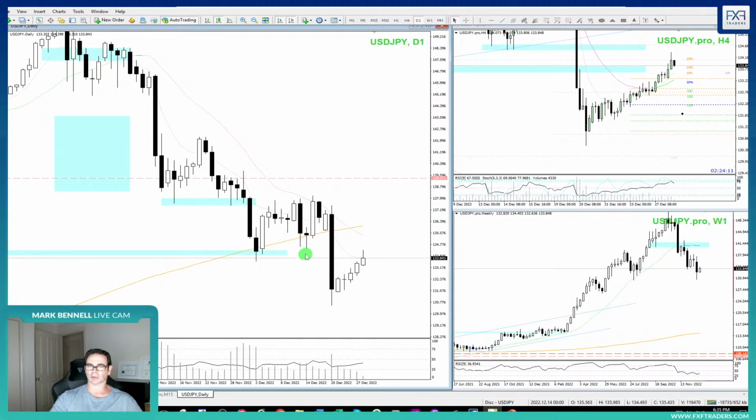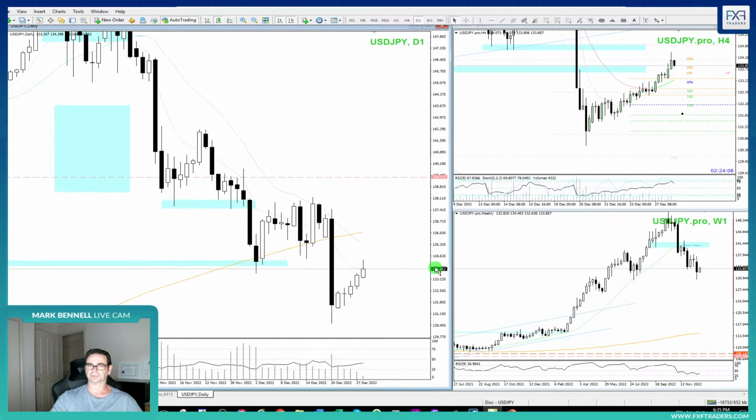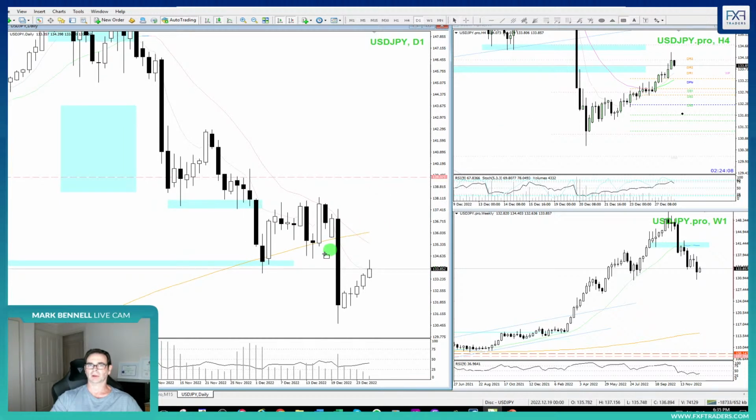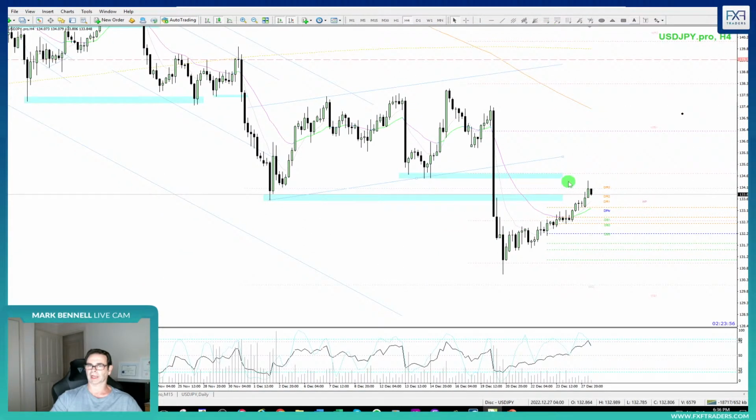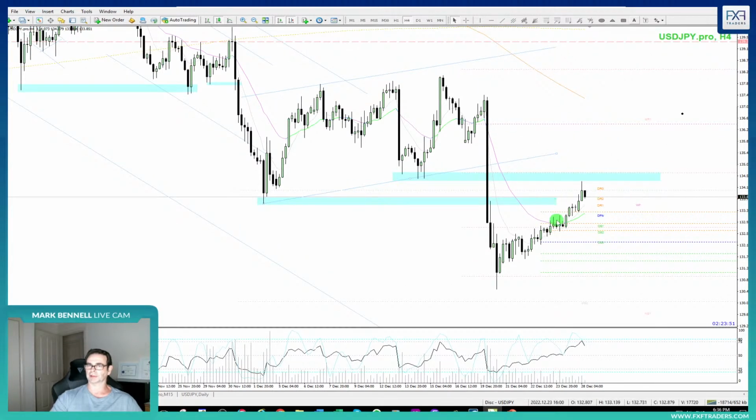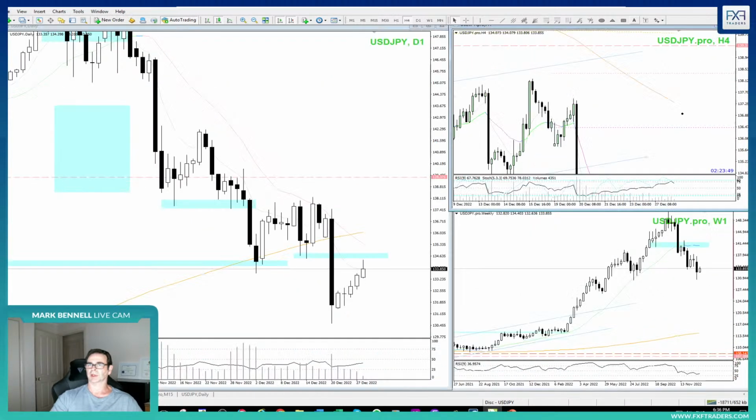Dollar yen was another good one, was on our list. Back up into that. Oh, where'd that go? Bottom of this. See that? We'd mark that out. There's still room with these, as we said before. So keep your eye on those.